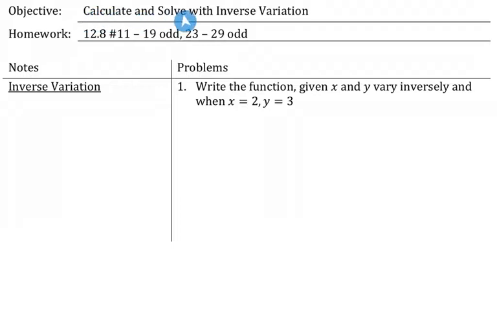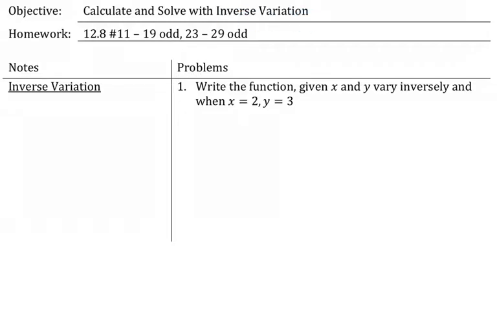Today's lesson is to calculate and solve with inverse variation. You might remember we've done direct variation earlier. Now we're going to do inverse, or opposite. Make sure that you've gotten these notes either printed out or set up in your notebook, and that you've got the homework down in your planner.